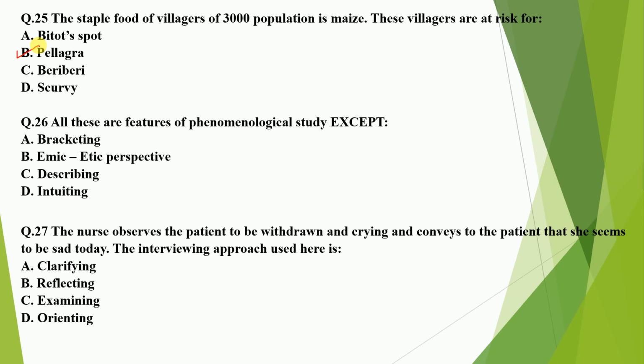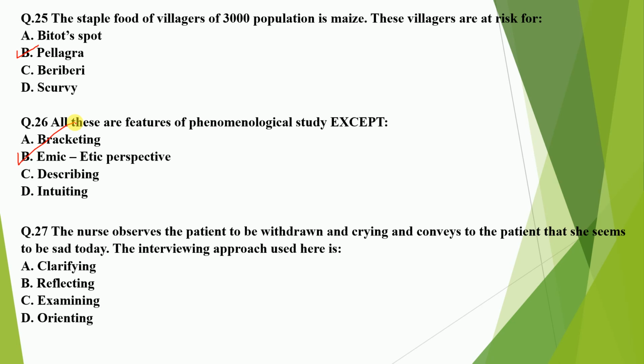Next question. All these are features of phenomenological study except: option A, bracketing; option B, emic-etic perspective; option C, describing; option D, intuiting. Correct answer is option B, emic-etic perspective.